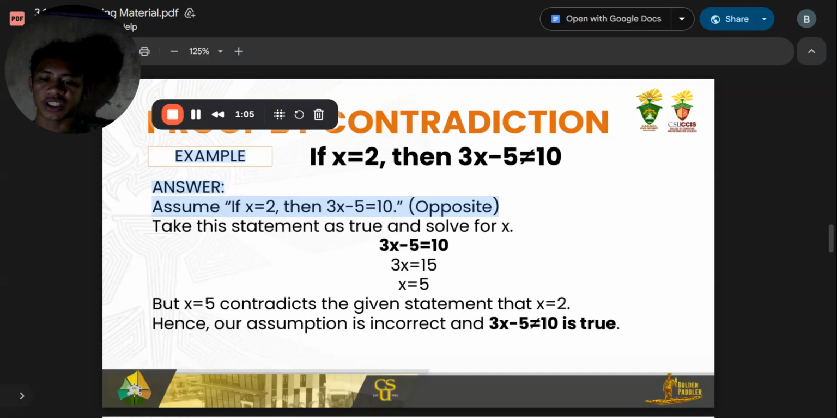Truth table for the contrapositive. This slide shows the truth table that explains why P implies Q and not Q implies not P are equivalent. This is why they are logically equivalent.